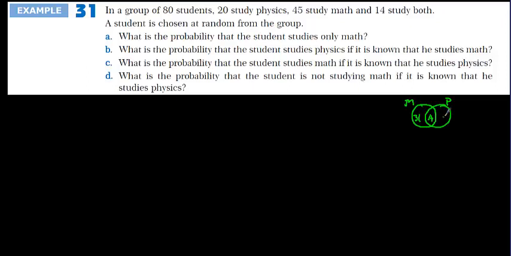20 students study physics, so it means that 6 of them study only physics, and 14 of them are studying both. Totally there are 31 plus 14, which is 45, plus 6, 51. Totally 80 students there are in the class, so 29 students are outside in the sample space.